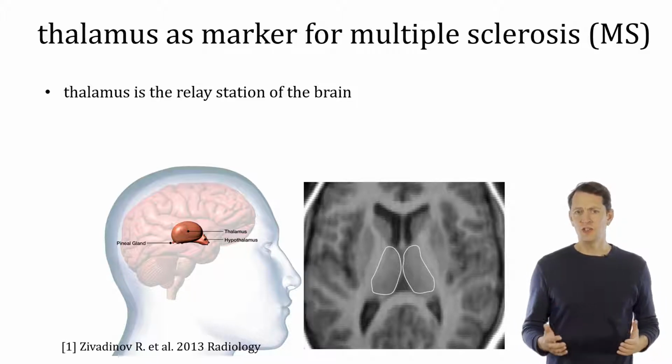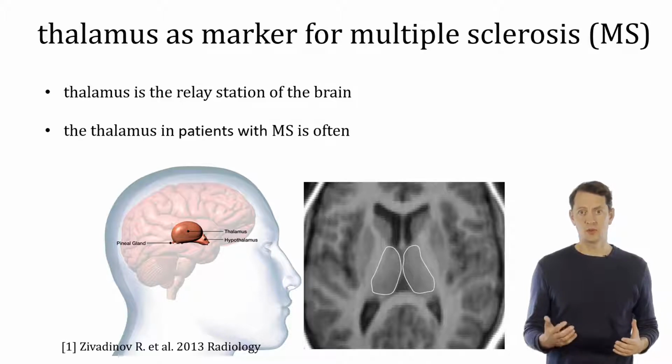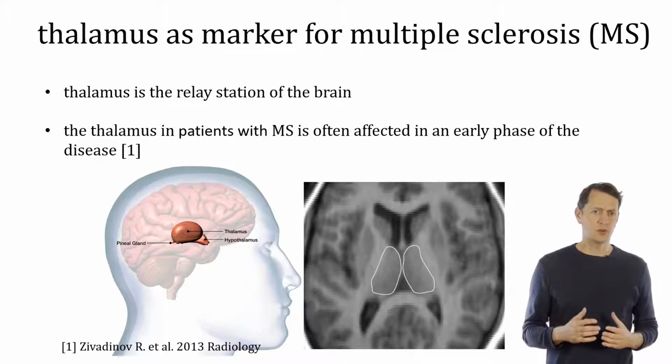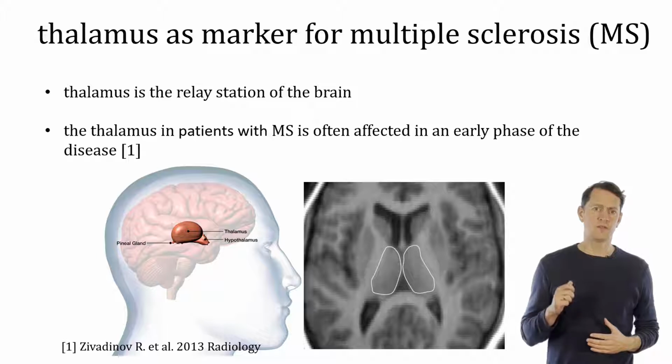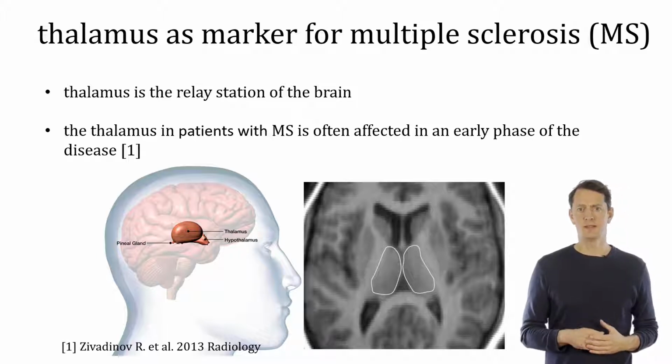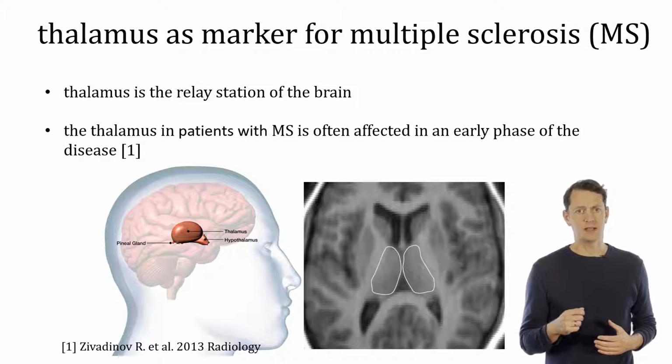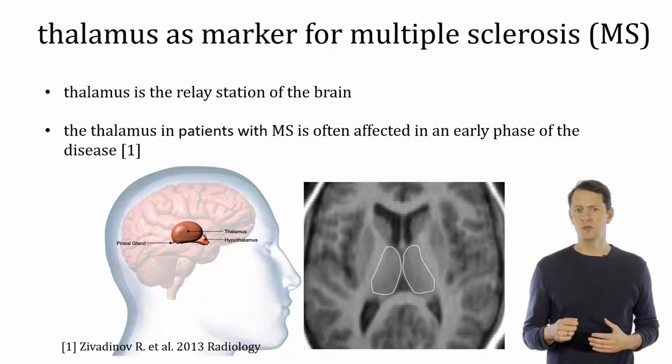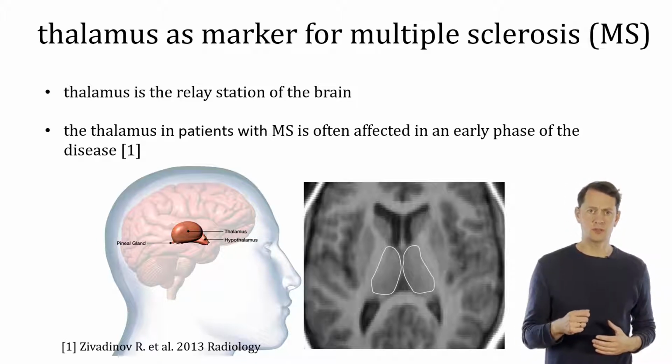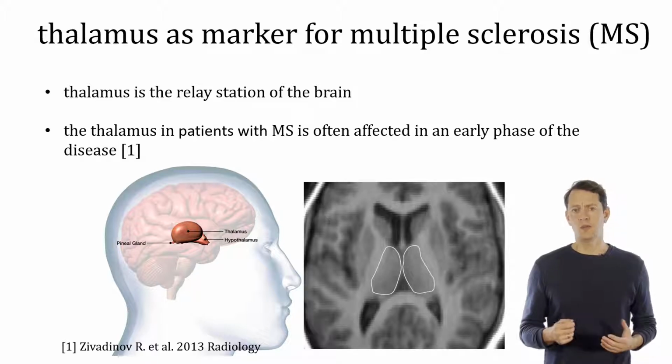And in patients with MS, with multiple sclerosis, the thalamus is often affected already in a very early phase of the disease. This is the reason why MRI-based thalamus volumes can be used as a predictor for cognitive impairment as well as for therapy monitoring.